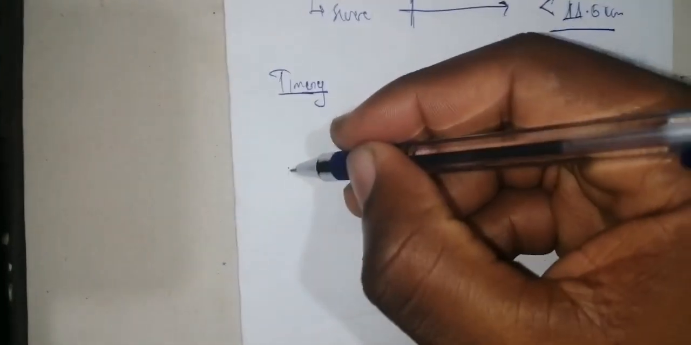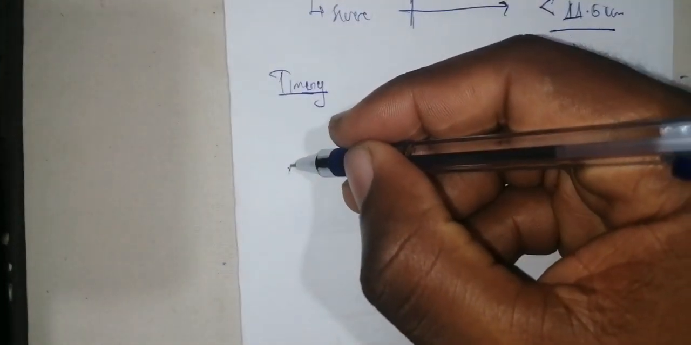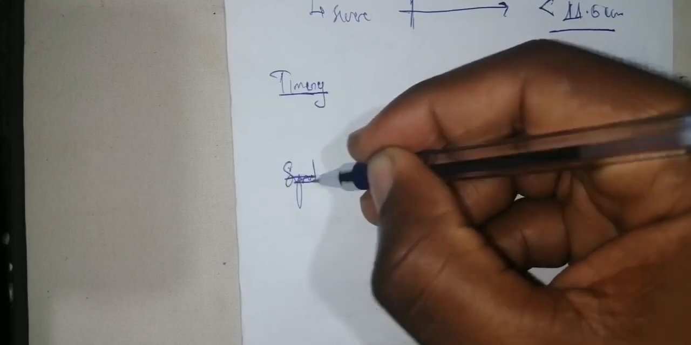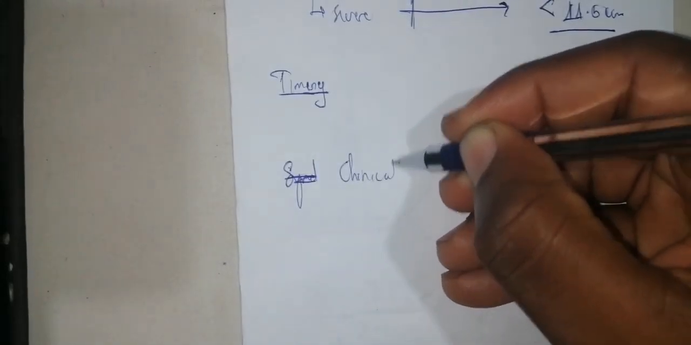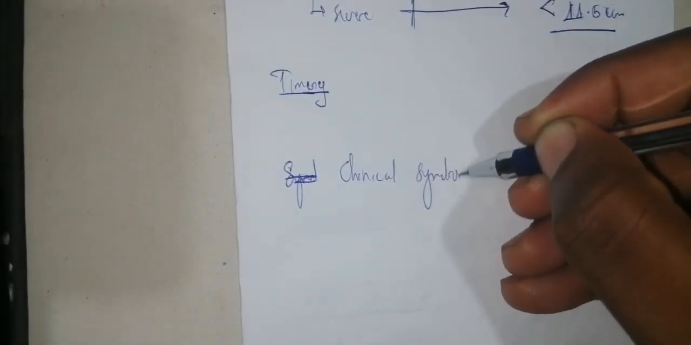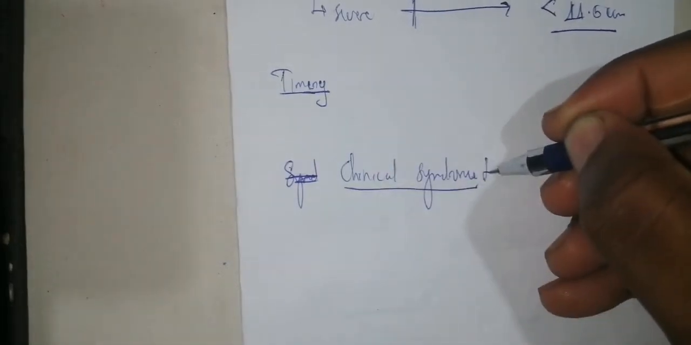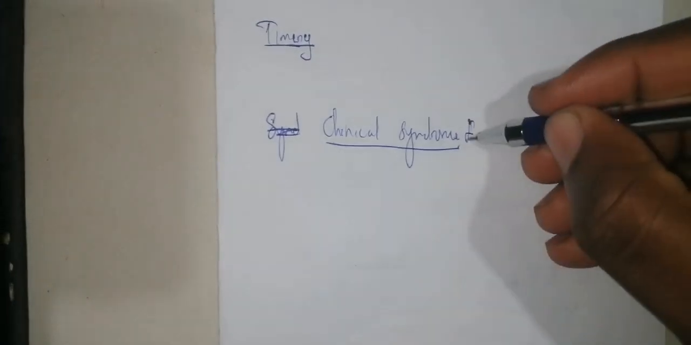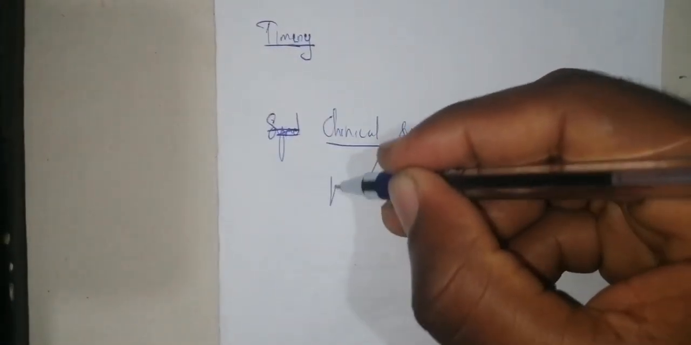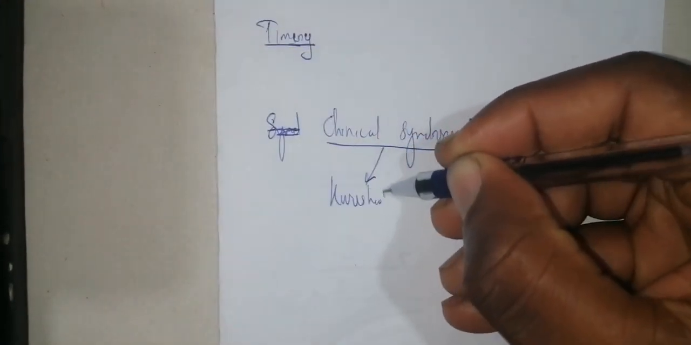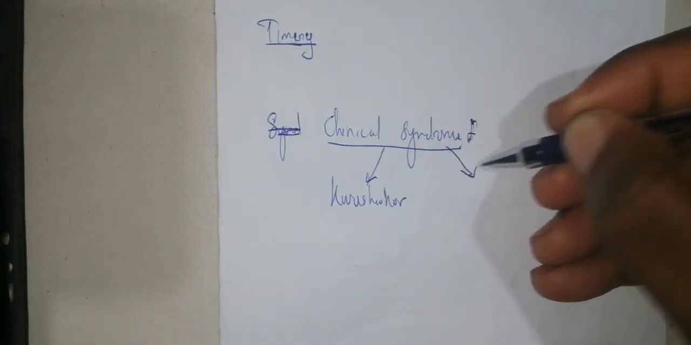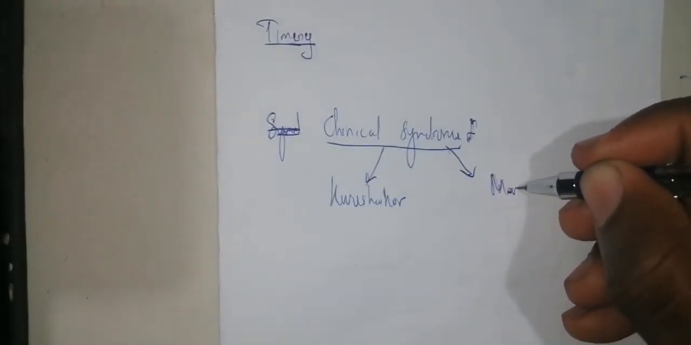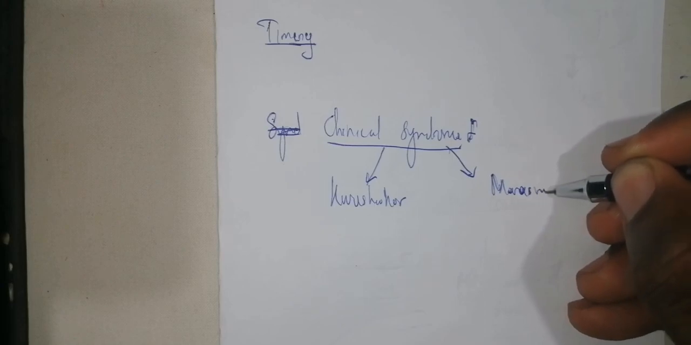Now, the next one is based on the timing. I've already explained the element on the timing. And then the last one we're going to have now is the syndromes. Is it clear? The clinical syndromes of malnutrition. We need to understand that we are going to have kwashiorkor as one clinical syndrome, and we have marasmus as another syndrome.